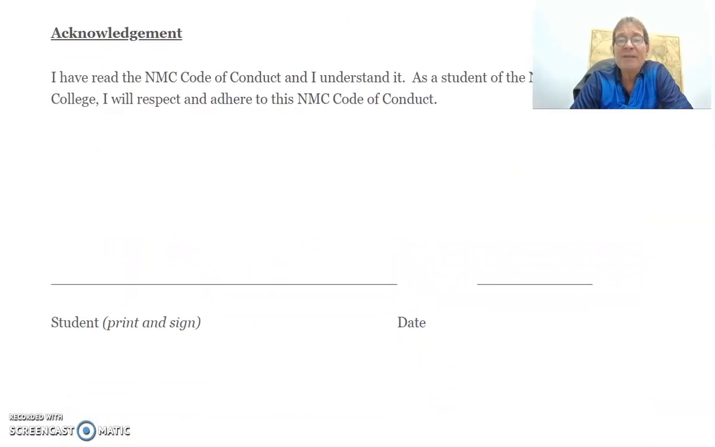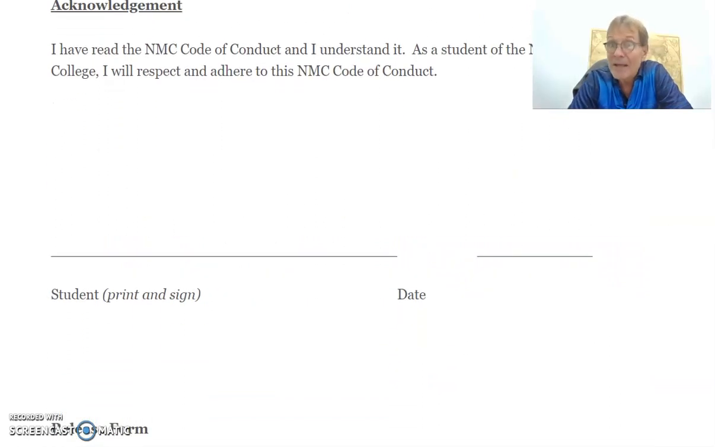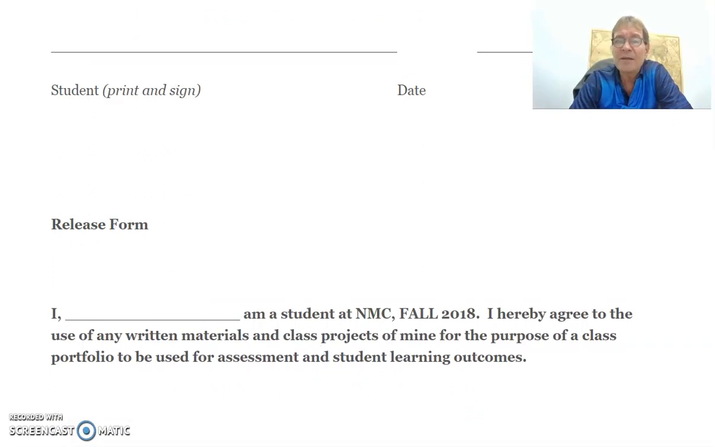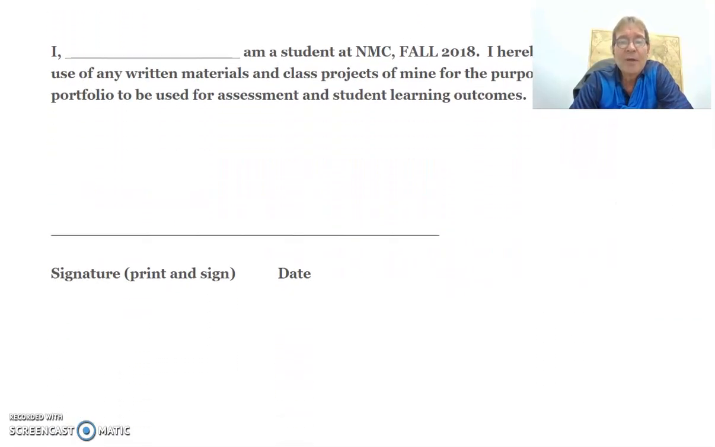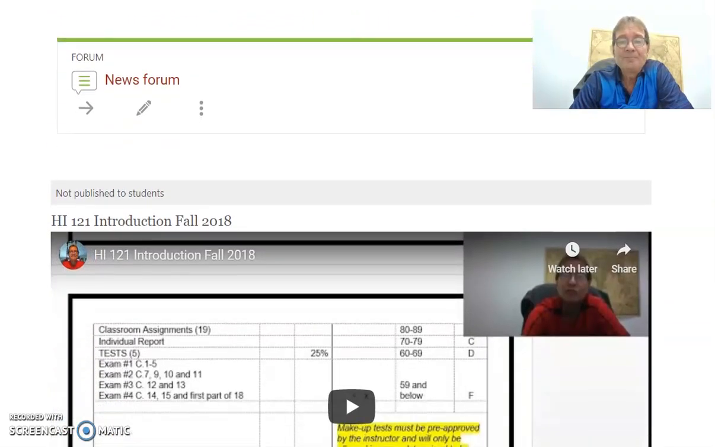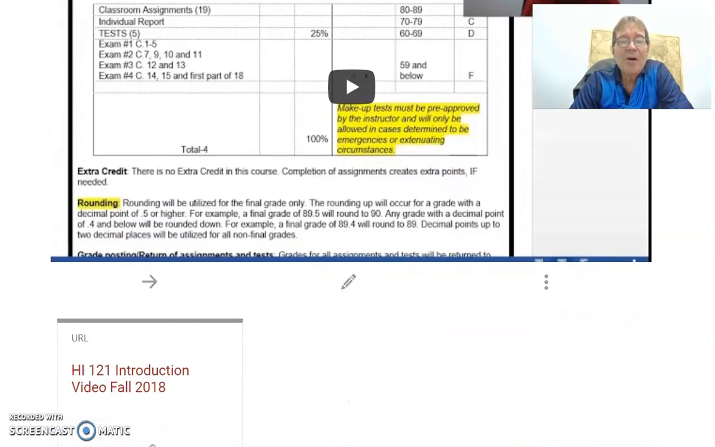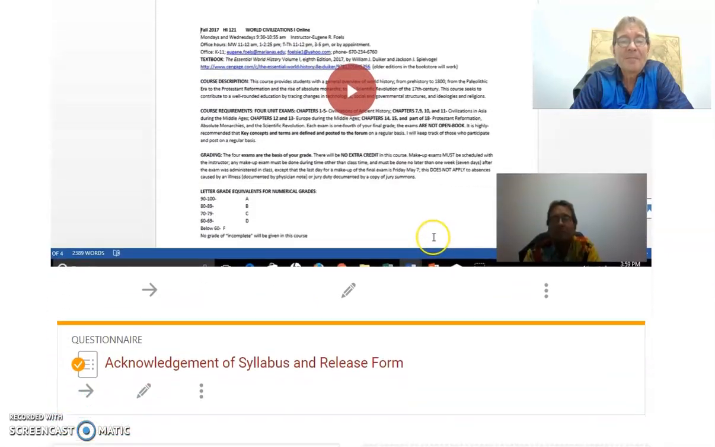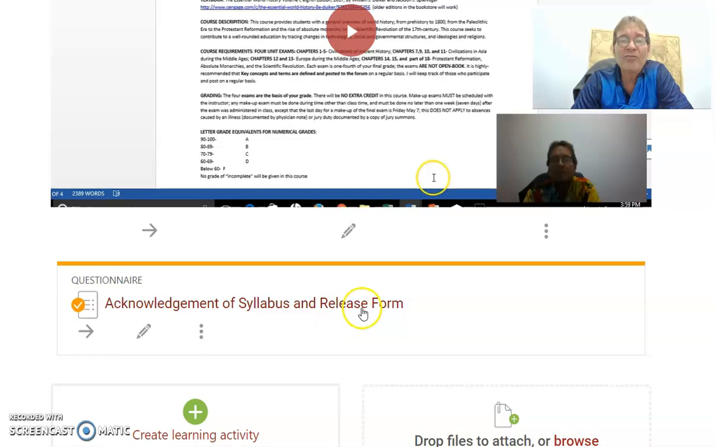Please make sure you get that student contract signed electronically and submitted. It'll be due in September. You'll see it. It's in the second or third block. Make sure you get that signed electronically and submitted. And also make sure that you do this particular acknowledgement of the syllabus. Please make sure you get this questionnaire filled out and submitted as well.